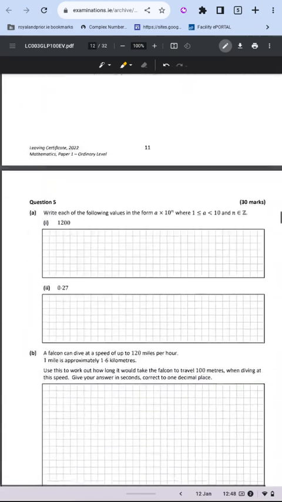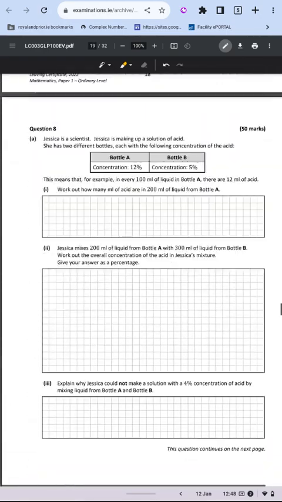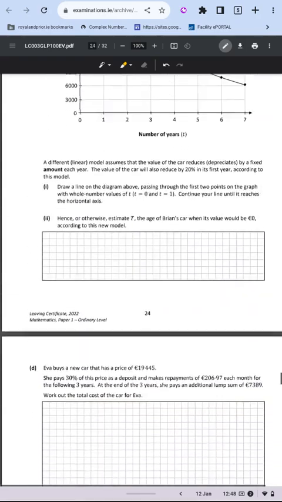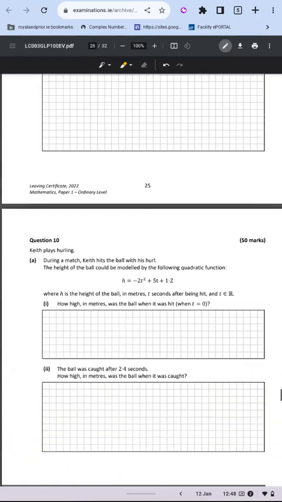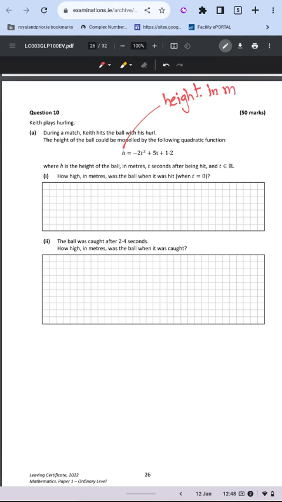And the other question there was question 10, because it was concerning differentiation, calculus, functions. You know, so studying kind of like questions. So Keith plays hurling. During a match, Keith hits the ball with his hurl. The height of the ball can be modelled by the quadratic function. Now, I'm a big believer in labelling what h is. So that's the height of the ball. h is the height of the ball in metres, just in case of the units, and t is the time in seconds.